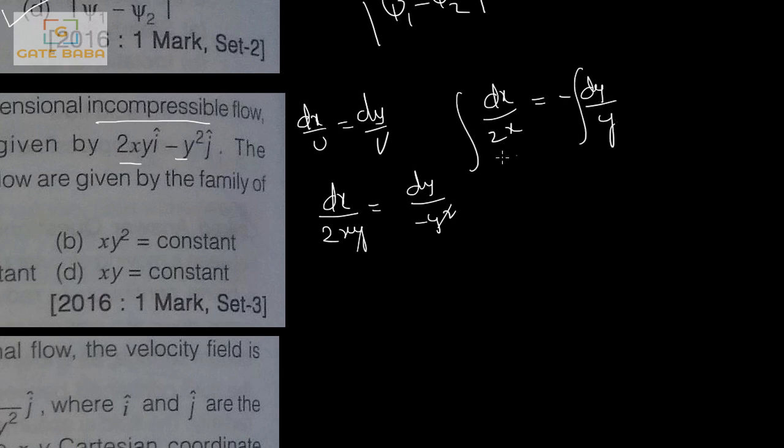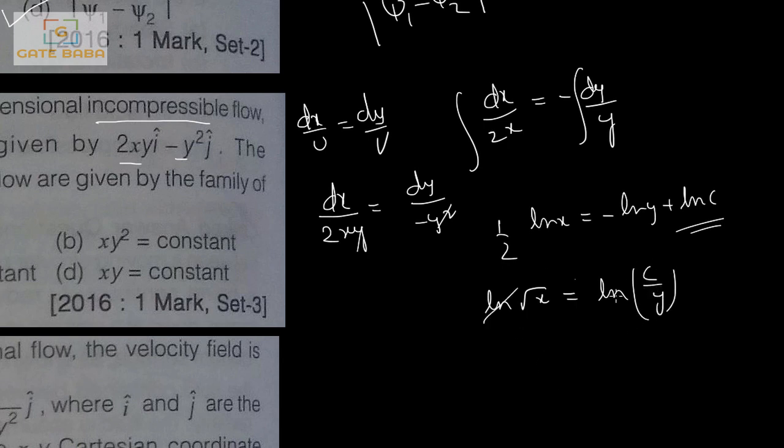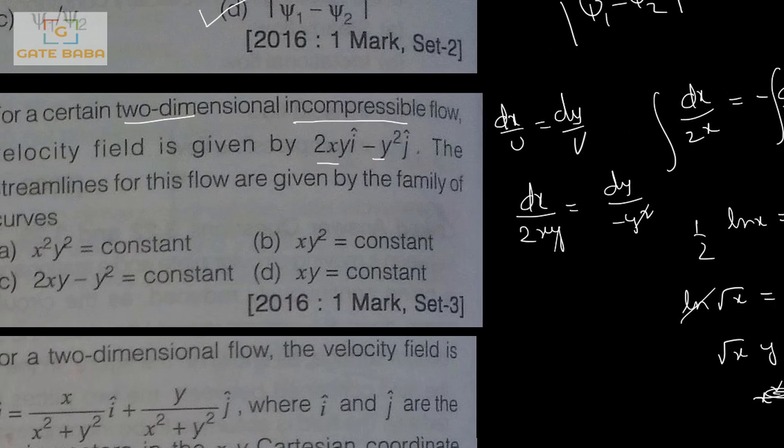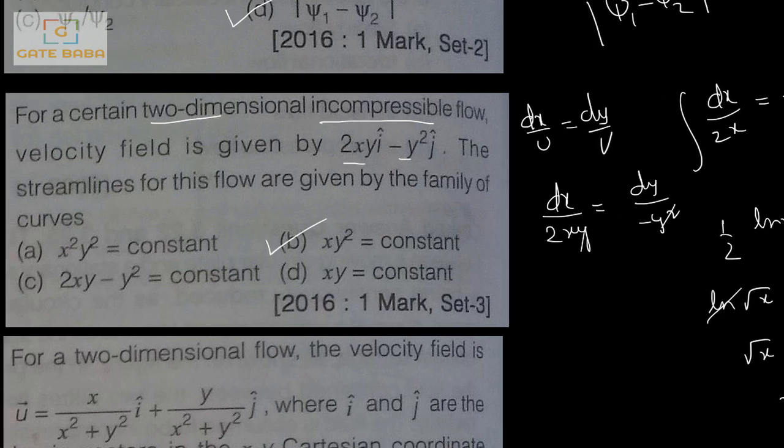So just integrate. Then you will get 1 by 2 ln x equals minus ln y plus ln c. So from this, ln root x equals ln a minus ln b, that is ln of a by b, ln of c by y. The ln cancels, so root x multiplied by y equals constant. Squaring on both sides, x y square equals constant. A constant square is again a constant, so no need to take c square. So x y square is constant. Check the options: x y square is a constant. Option B is correct. Very easy question.